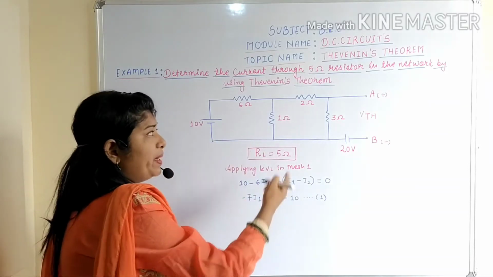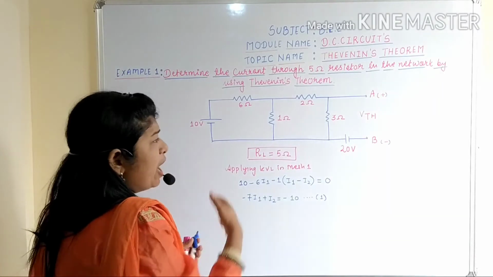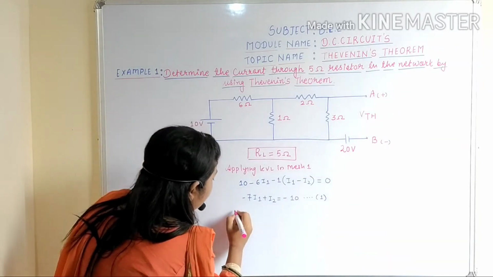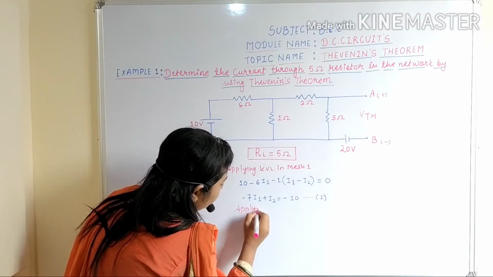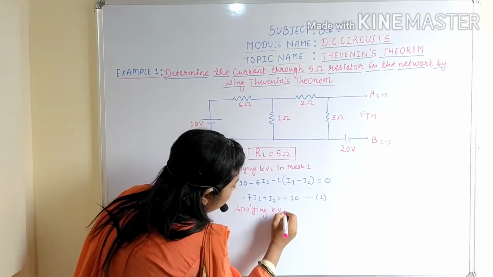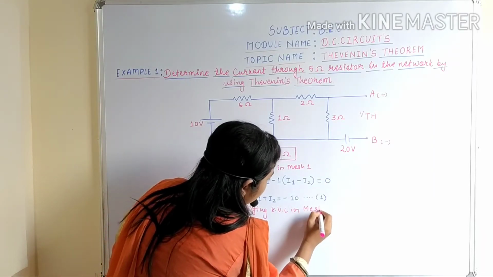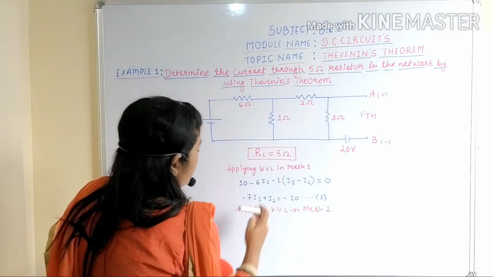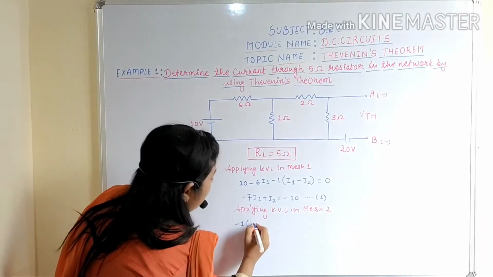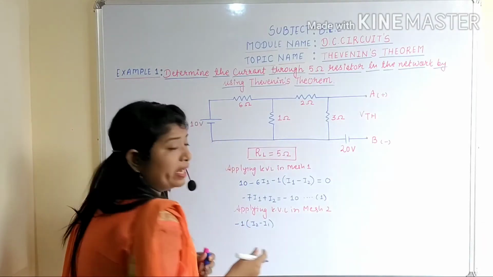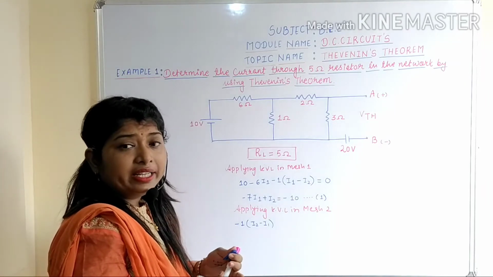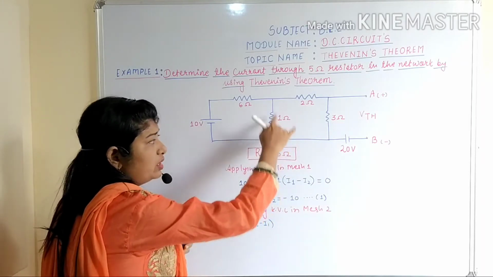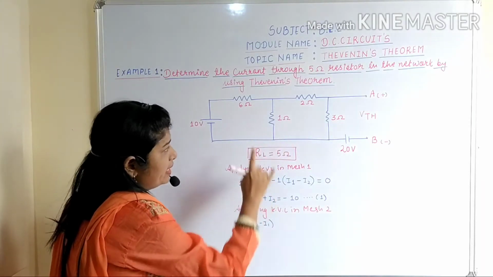Similarly, you need to apply KVL in mesh 2. How many meshes are there? There are 2 meshes. So now can you apply KVL in mesh 2? What will you get after applying KVL in mesh 2? The first term is minus 1 into (I2 minus I1). Why I2 minus I1? Because now we are writing the KVL equation for mesh 2, so the current flowing through this path is equal to I2 minus I1.